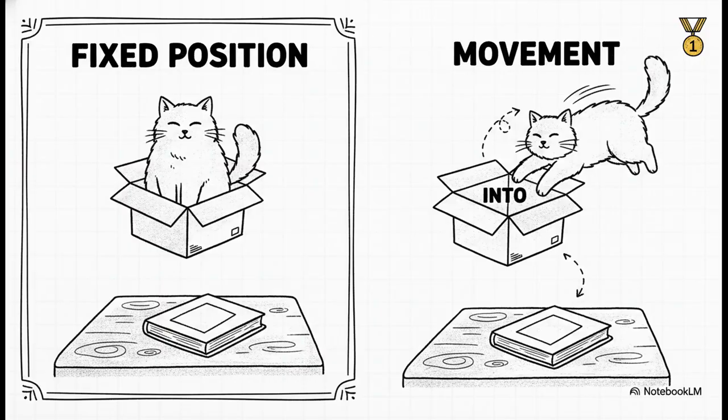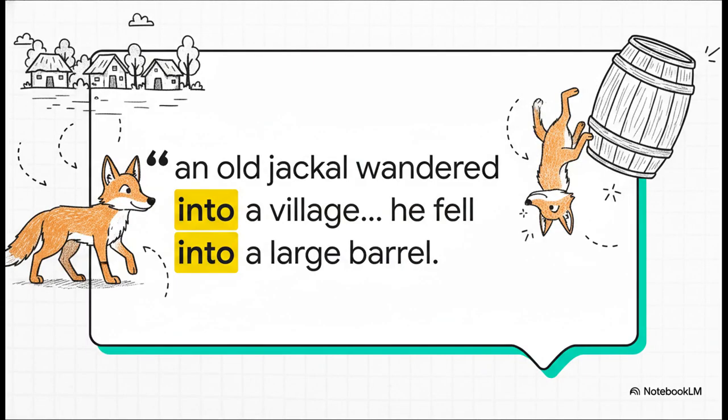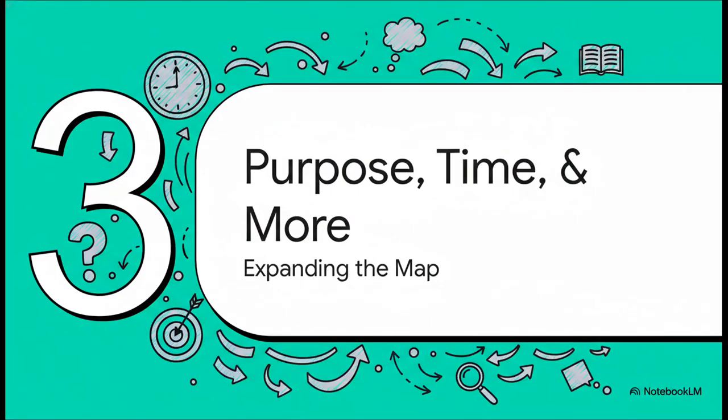Simple, right? Let's see this rule in action in a quick story. So the jackal wandered into the village, that's movement. Then he fell into a barrel, bam, more movement. The preposition into is what makes that action feel so alive for us as readers. But wait, there's more. Prepositions do so much more than just show location and movement. They can also tell us why, when, and even who something belongs to. Let's expand our map here and look at some of the other jobs these amazing words can do.